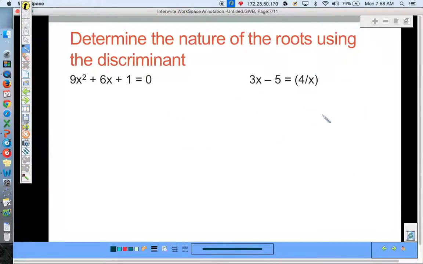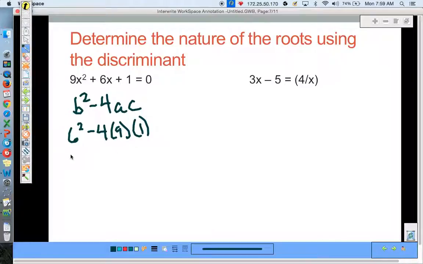So determine the discriminant and the nature of its roots. So we have to figure out our b squared minus 4ac. So we have 6 squared minus 4 times 9 times 1. So 36 minus 36 is 0. So it has one real solution.